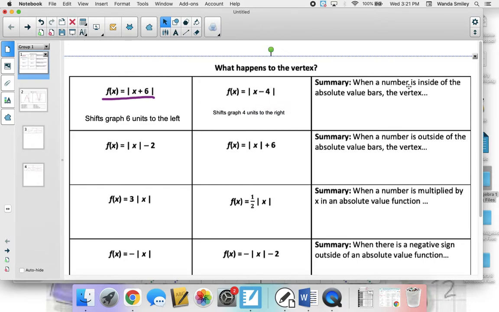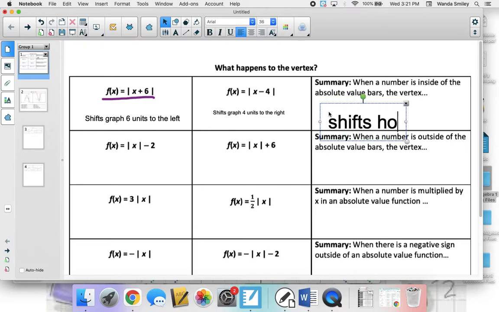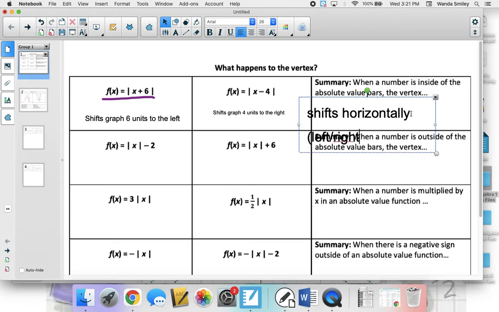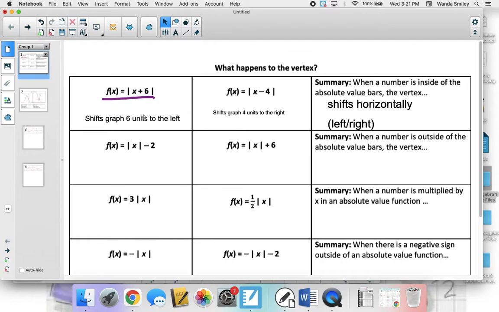So when a number is inside the absolute value bars, the vertex shifts horizontally, which means that it goes left or right, okay? Left if it is plus on the inside, right if it's negative on the inside.